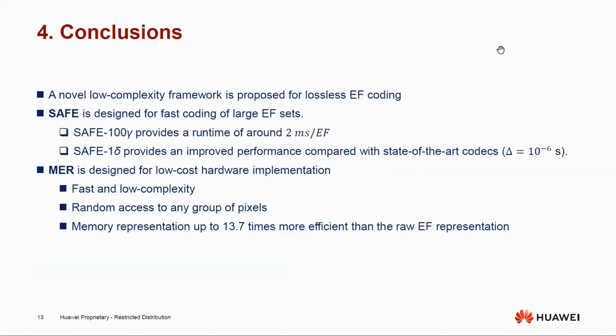These are my conclusions. Basically, you can have 2 milliseconds per event frame compression, and the MER solution can be hardened into hardware. It's fast, it has a low complexity, provides random access to any group of pixels, and the solution for 1 millisecond provides up to 13.7 times more efficiency than the raw representation. So it will give you from thousands of event frames to less than 100, let's say, event frames if you have a raw representation.